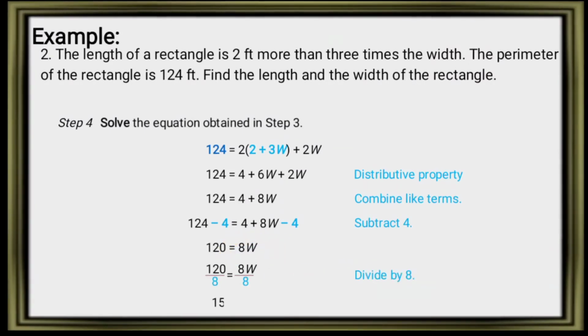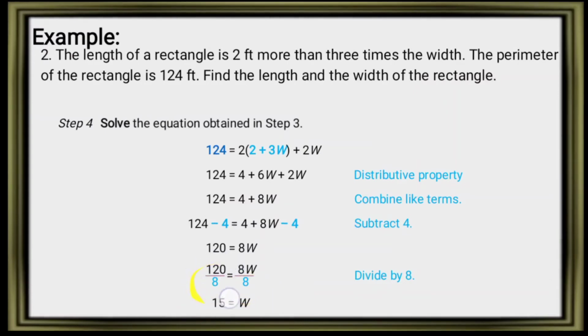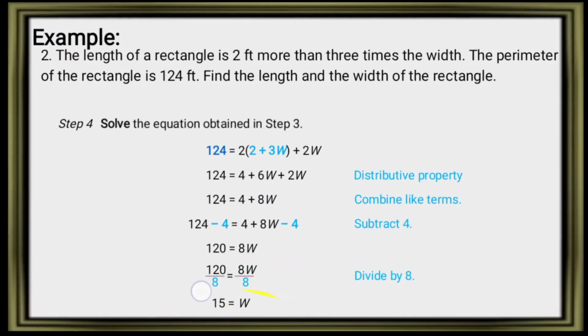Then let's divide both sides by the numerical coefficient, which is 8. So divide both sides by 8. 120 divided by 8 is 15. 8W divided by 8 is W. Therefore, the width is equal to 15.